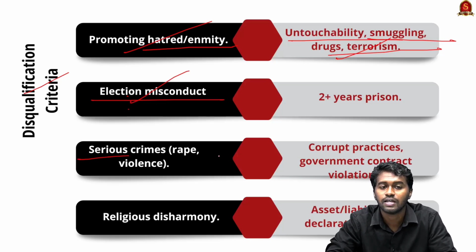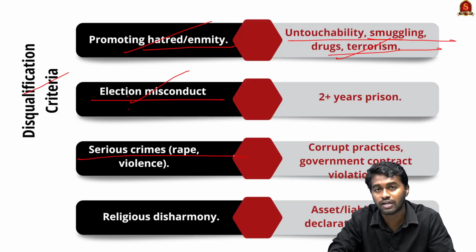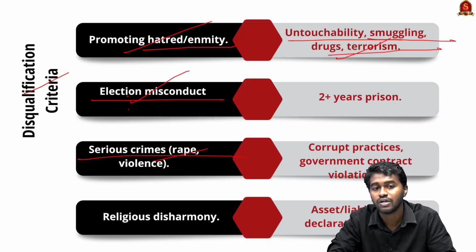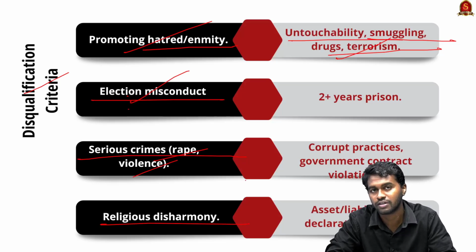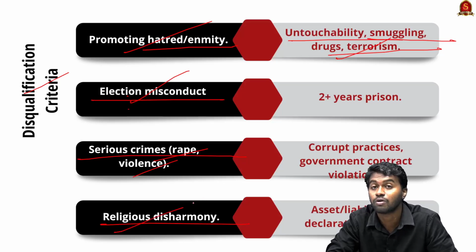And the next is serious crimes. If a candidate has any history of a serious crime such as rape or violence against women, then he will be banned from participating in the election. And next is promoting religious disharmony in society, that is, supporting one religion and spreading hatred against another. This type of activity will divide society, and therefore it will not be encouraged.